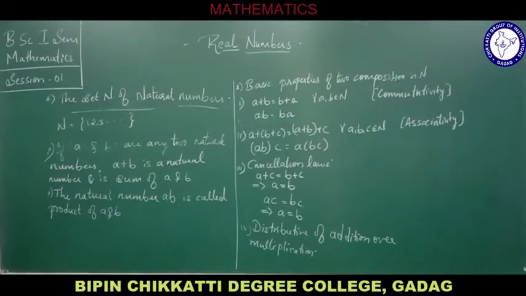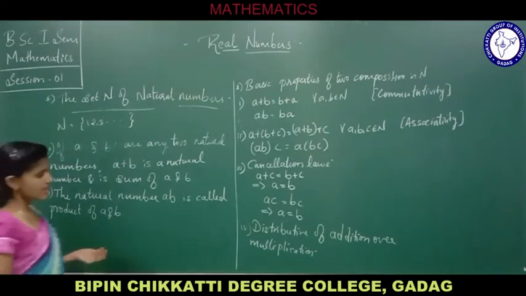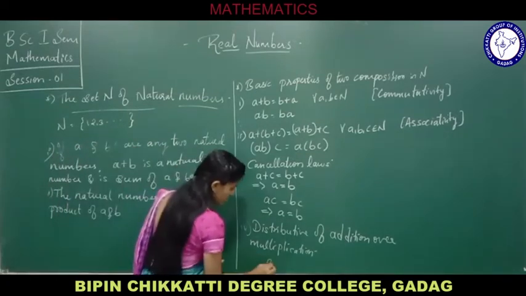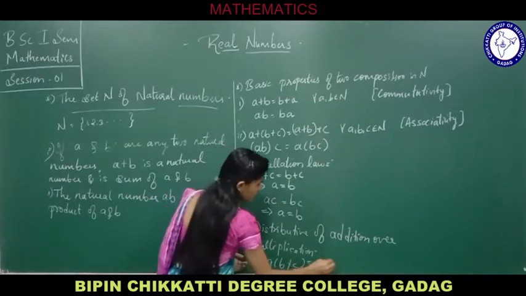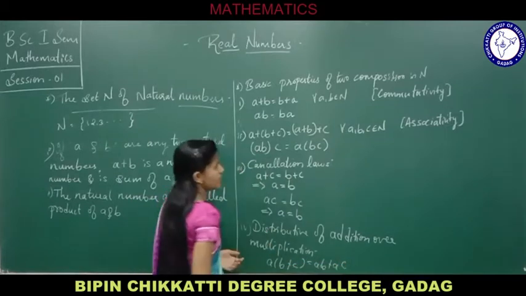What are we going to find? We are going to find A into (B plus C) will be equal to what? A into (B plus C) will be equal to A into B plus A into C.